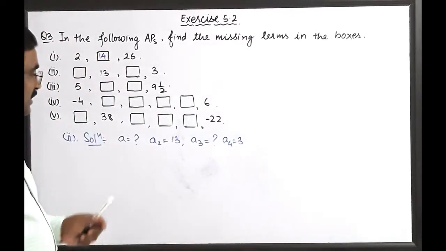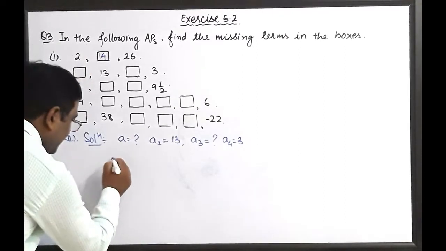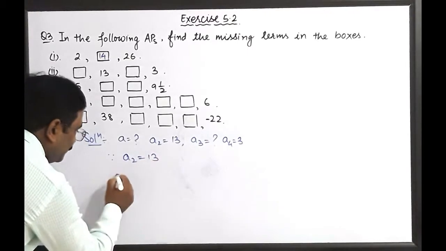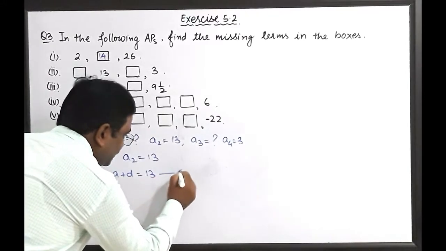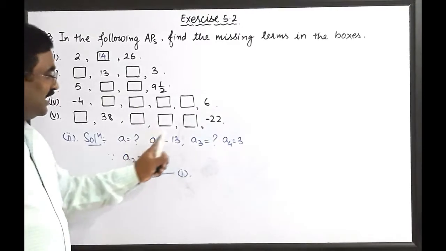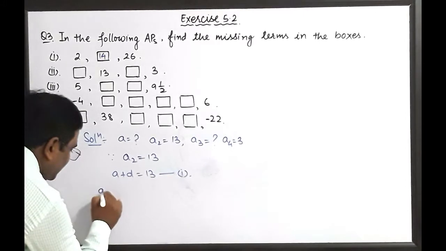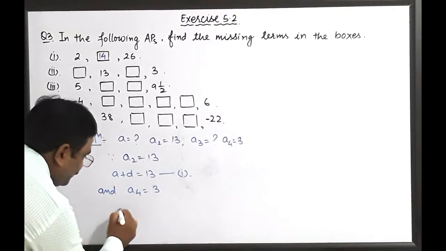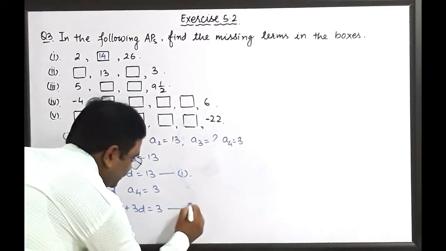Okay बच्चों, so let us take the things which are given in this. a2 is given, since a2 is equal to 13 and the value of a2 is a plus d, that is 13, say it is equation number 1. This is equation number 1. Afterwards a4 is given, which is 3, and a4 can be written as a plus 3d, that is 3, say it is equation number 2.